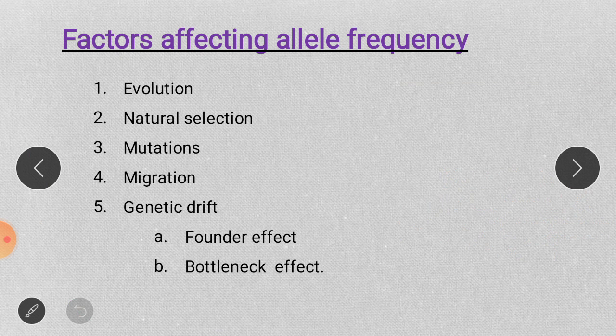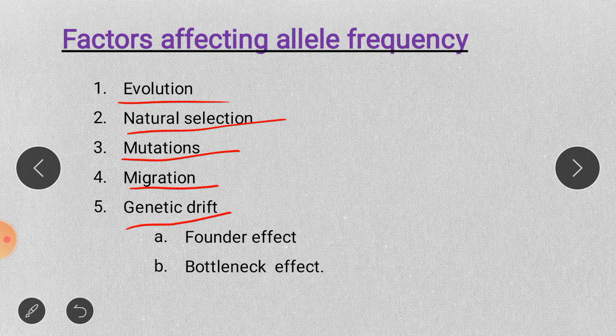These factors are evolution, natural selection, mutation, migration, and genetic drift. These are the factors which are going to make a change in the allelic frequency. So, the population is not going to follow the Hardy-Weinberg equilibrium if any one of these forces or factors acts on it. We are going to study these factors one by one.